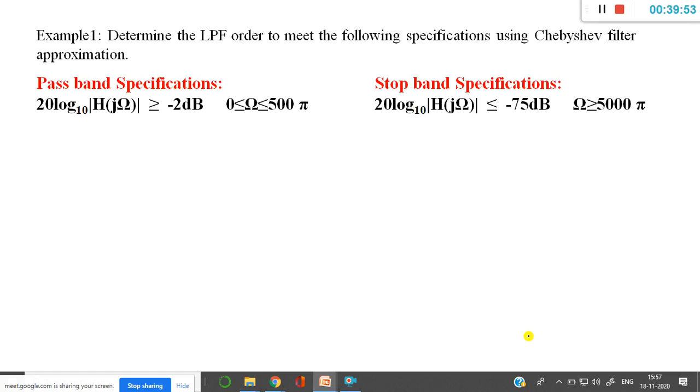Determine the LPF order to meet the following specification using the Chebyshev approximation method. This is the same example that we solved for the order of the filter in the case of Butterworth. We already solved this, right? So let me take up the same example and try to solve it.